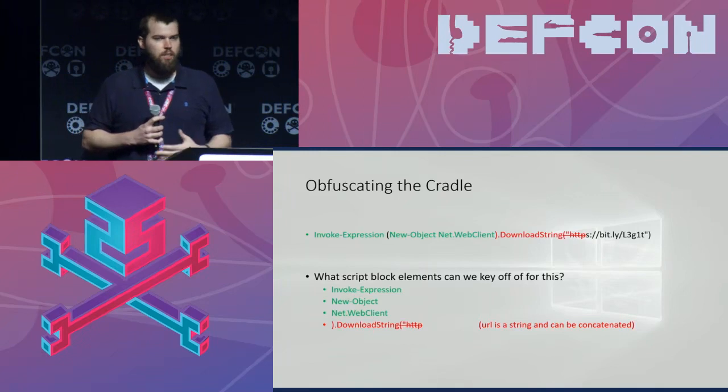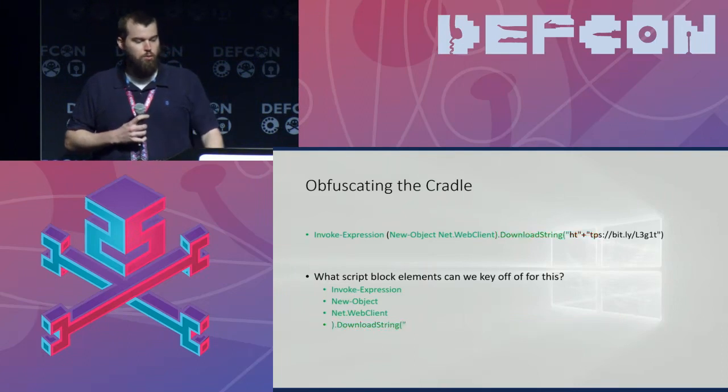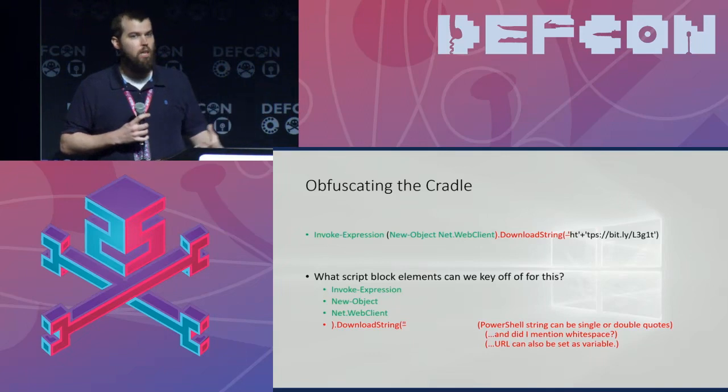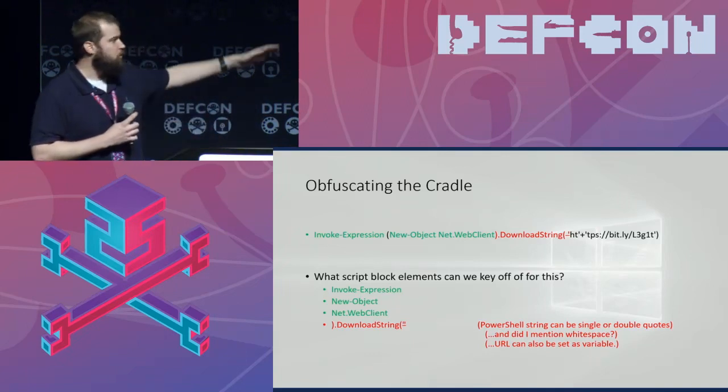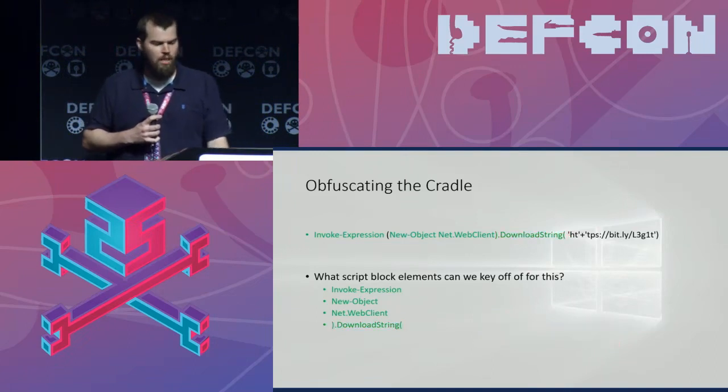Next, the URL. This is a string, so you can do stuff like concatenate it inline. You're also not limited to double quotes. You can use single quotes. You can put white space there. You can also set it as a variable elsewhere. There's a lot of things you can do here, so we're just going to remove that HTTP part from the DownloadString portion of the detection.